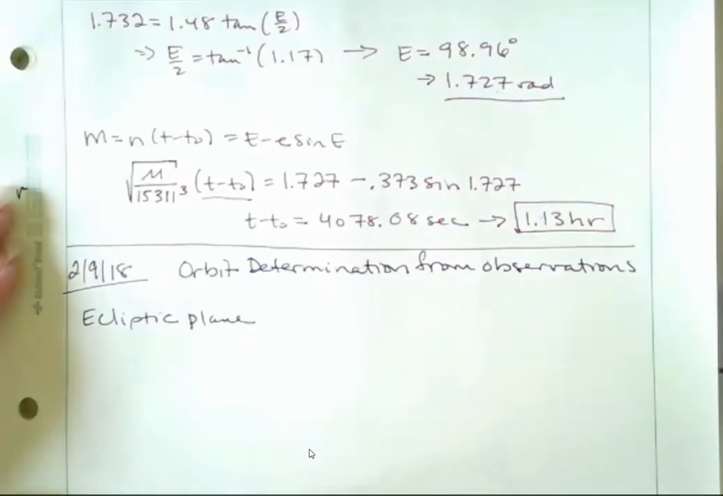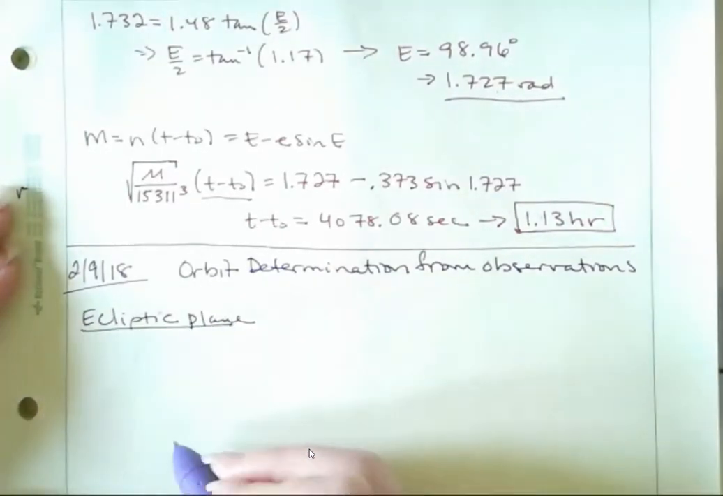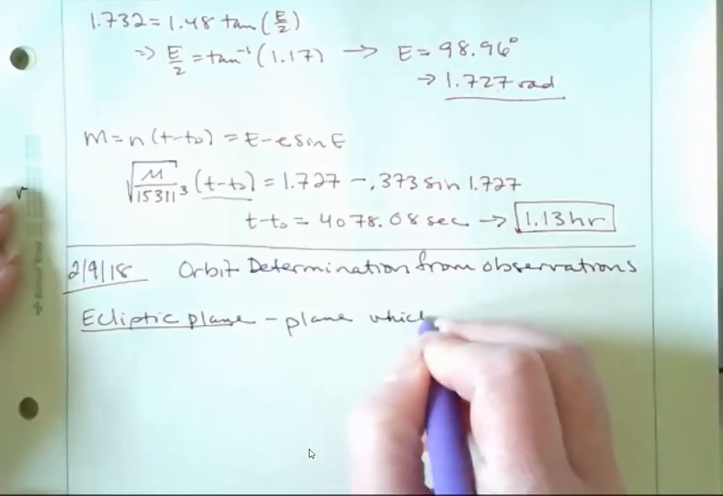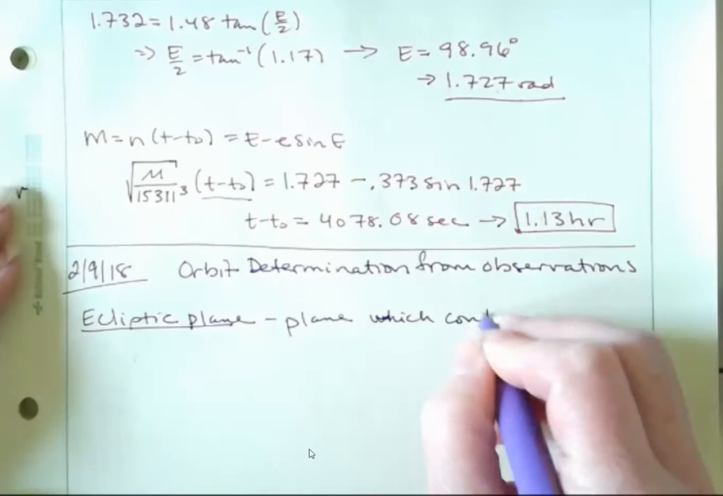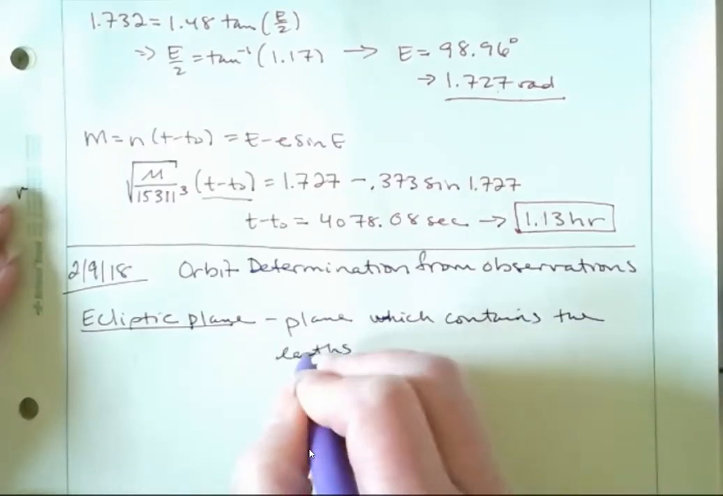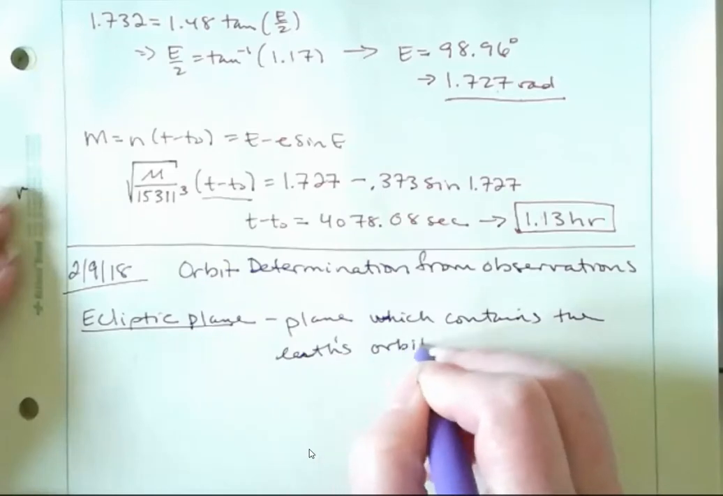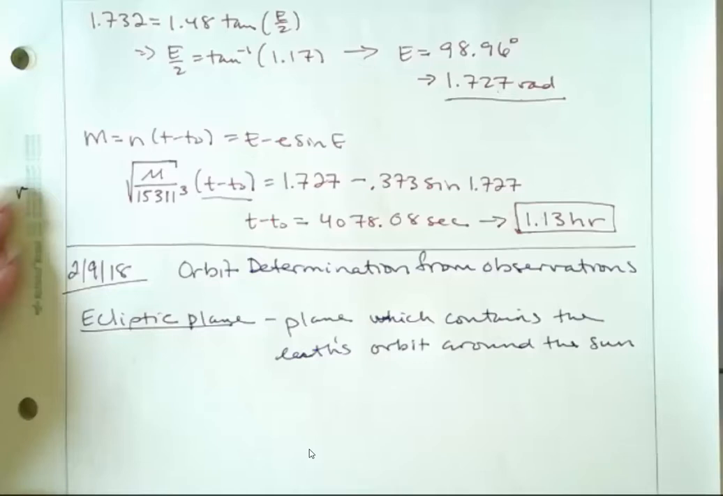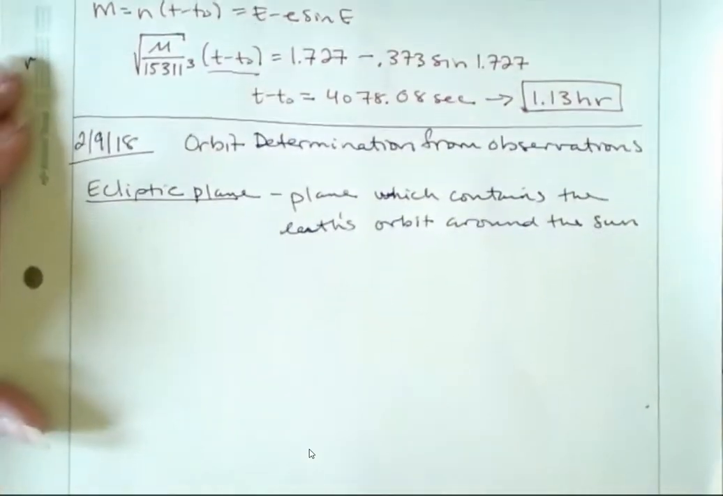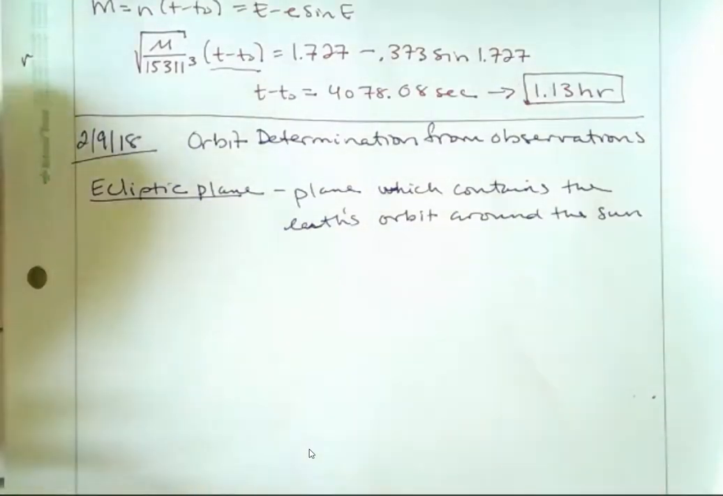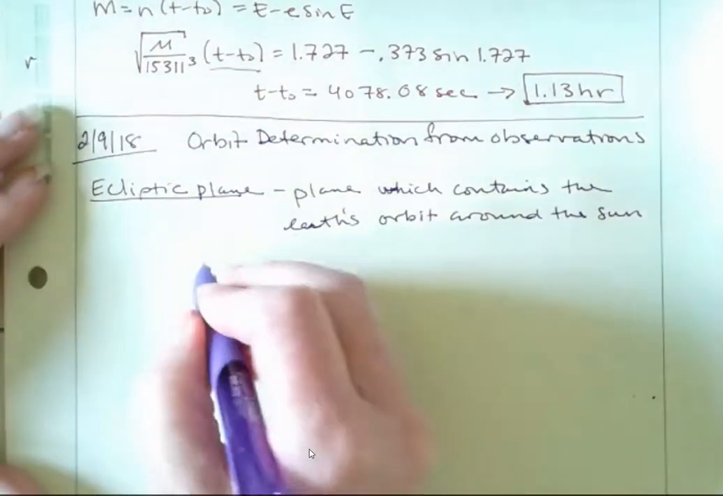All right, so the ecliptic plane, that's what it looks like. So this is basically going to be the plane which contains the Earth's orbit around the sun. So we've got basically an elliptical orbit going around, and think about the plane that that orbit is in. That's the ecliptic plane. Okay.